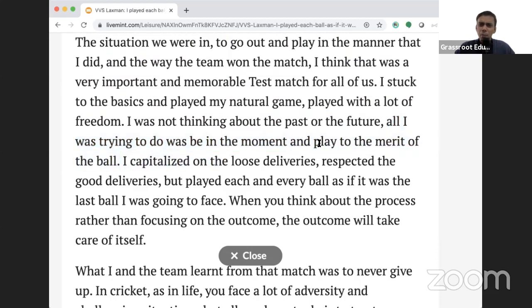What do you mean by play to the merit of the ball? What do you mean by this? Play to the merit of the ball. Okay, think about it. Okay. I capitalized. What do you mean by capitalized? Good, Shubhajit, Swapnil, Jutika. Okay. I capitalized on the loose deliveries, respected the good deliveries. Okay. What do you mean by capitalized? Then he says respected. So are you able to sense that contrast?